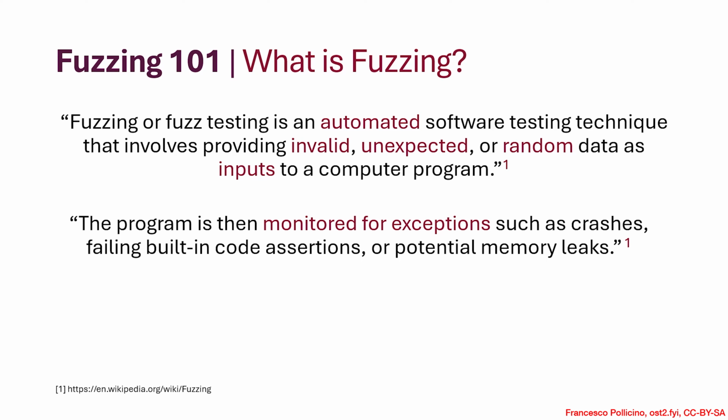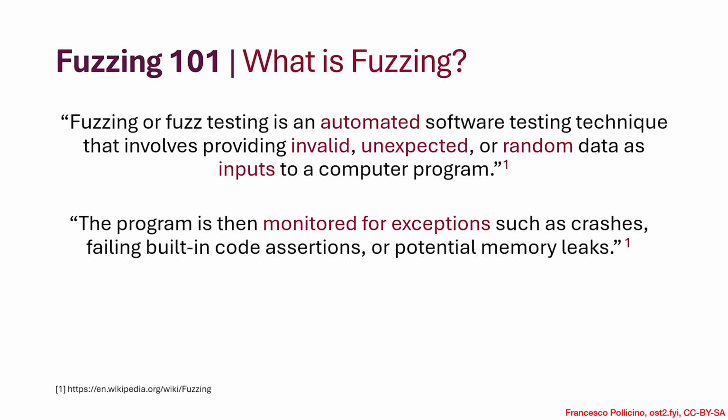The second keywords are invalid, unexpected, or random input, because in fuzzing, we intentionally feed to the target system inputs that are either malformed, unexpected, or completely random. These inputs deviate from what the system will normally expect, with the goal of uncovering vulnerabilities that arise from unusual or edge case scenarios. The last one is monitoring for exceptions.